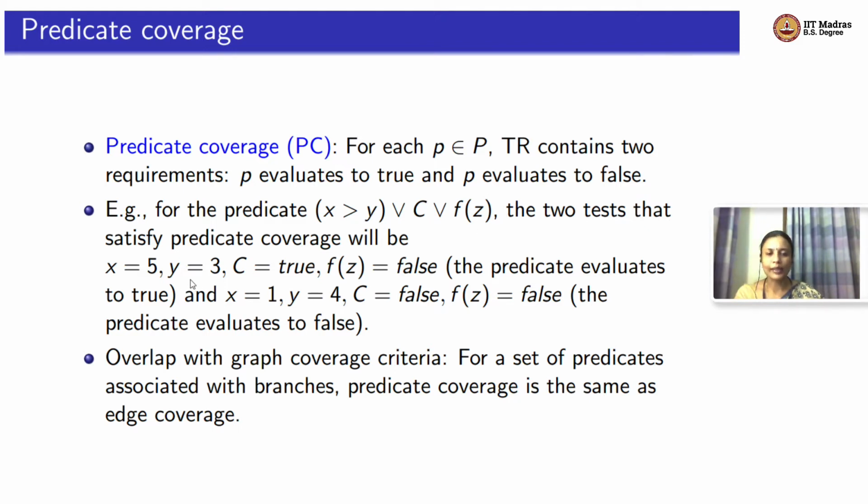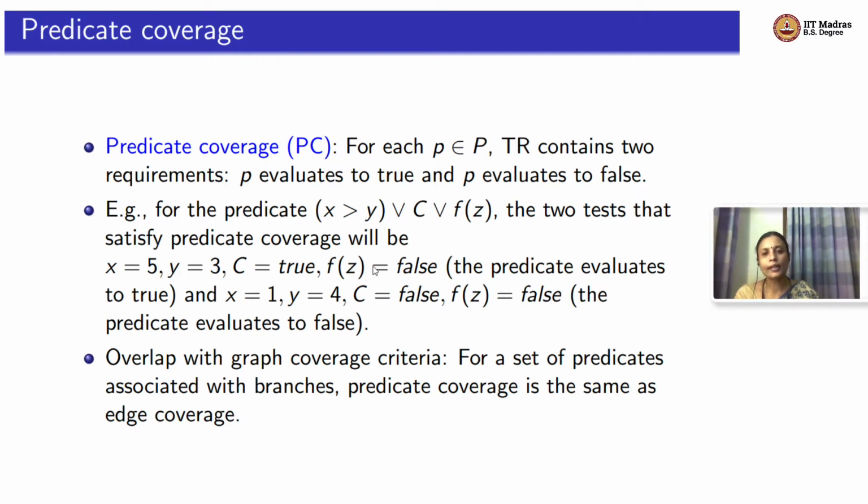So here are some assignments. Suppose x was 5, y was 3, c was assigned true, and f of z returned false. Then you substitute it back here and use the semantics of or. x greater than y is true, 5 is greater than 3. C itself is true. So true or true is true, and f of z returns false, but the overall predicate will turn out to be true. And for the predicate to evaluate false, because it's an or, all 3 clauses should evaluate to false. So we assign sample values for x and y such that x is not greater than y. For example, x could be 1, y could be 4.